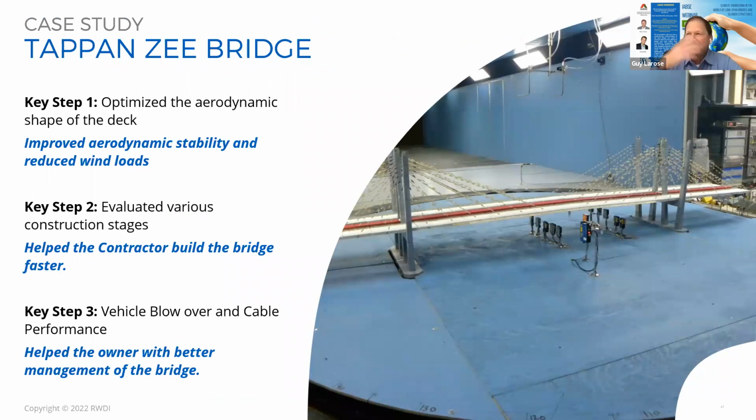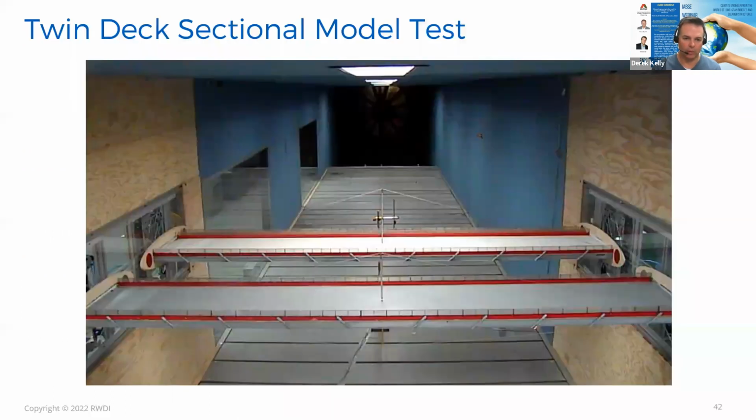This is a case study that Derek is the specialist on for that bridge. Let's go, Derek. Yeah, this is Tappan Zee Bridge, which is over the Hudson. I believe it's been renamed to Mario Cuomo Bridge. And similar to the other case studies I presented for the Shanghai Center and 432 Park, we helped the design team optimize the shape and helped save some money on the project, and helped with vehicle blowover studies.